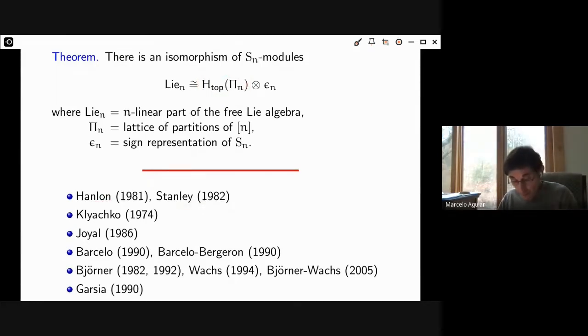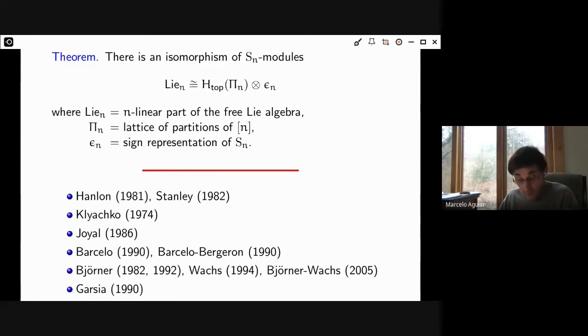Separately, and before, Klyachko had computed the character of Lie_n as a representation of S_n. And at some point, not in the paper of Stanley, but soon after, it was realized that those two characters were the same, up to tensoring with the signed representation, so that the two representations were isomorphic. That might have been observed first by Joyal, but I am not sure.